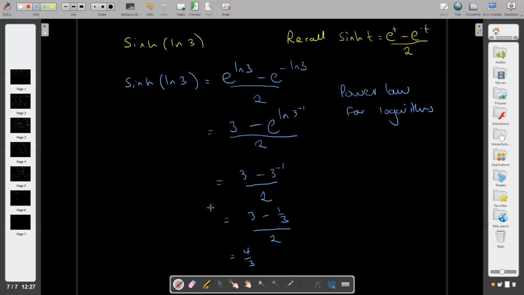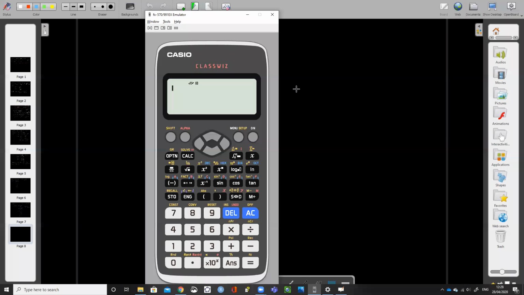Well, you might be thinking, can my calculator help? Well, yes, there are some buttons on your calculator that do this for you. Here I've got a picture or an emulator of your ClassWiz. If you click on options, then number 1 is hyperbolic functions. So if I click on 1, then I've got the options for hyperbolic sine, hyperbolic cosine, hyperbolic tan. These are the inverses, as you might expect, but we're not going to look at those today. So the hyperbolic sine, I click on that, number 1.